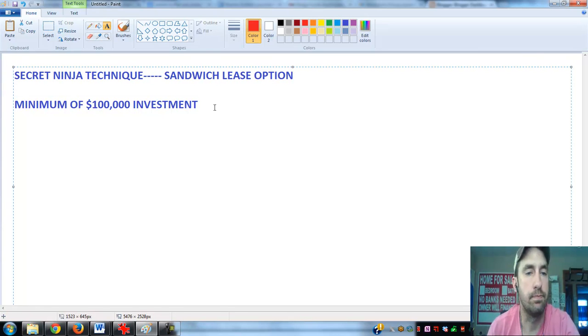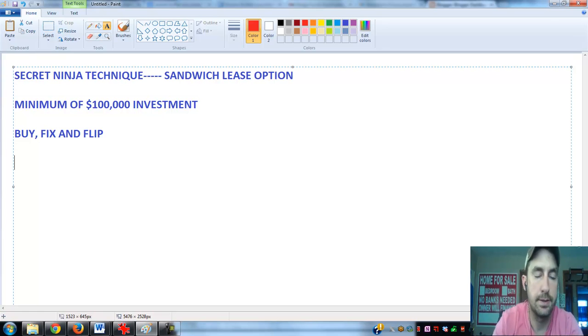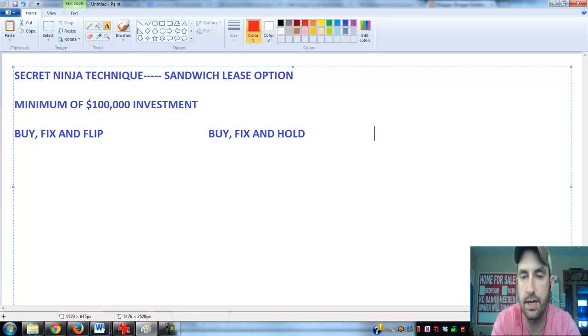$100,000 is going to be the minimum that people would typically go out and buy, fix and flip a house, and we're going to also compare that to a person who would buy, fix, and hold a house. And then we're going to talk about sandwich lease options.